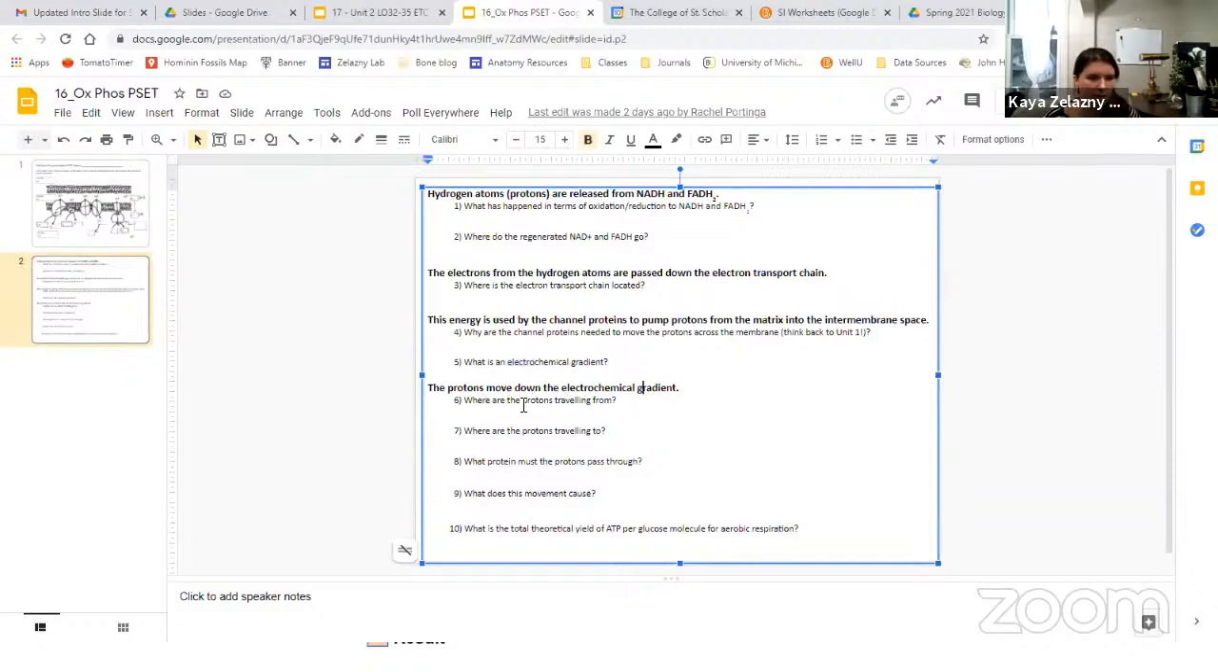And then you're just going to talk about where the protons are coming from, where they're going, what they're passing through, and why we care. Like what is this doing for us? Okay, so that should be it.